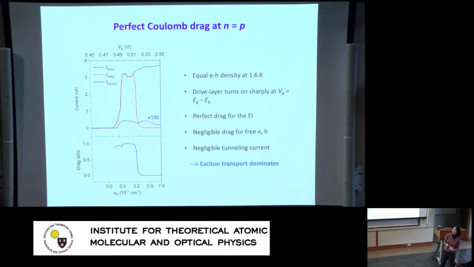And just to be sure that the two layers do not talk electronically, we also measure the tunneling current, and this is the blue line, it's negligible. So based on this, we can conclude that the exciton transport dominates.